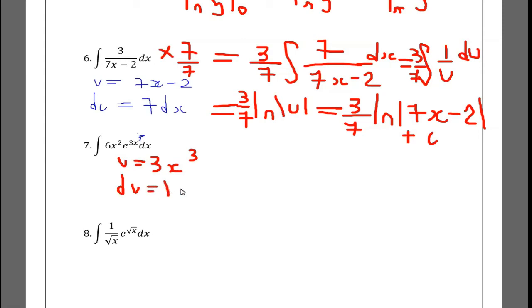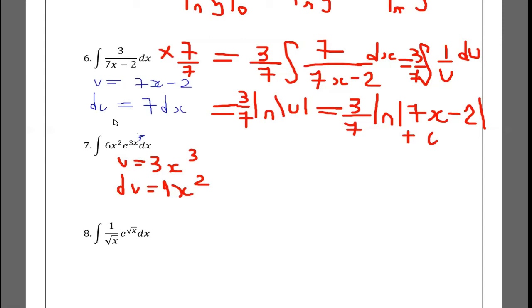9x squared. But look, we have 6x squared. We don't have 9x. So again, how are we going to get this to be 9x squared? All we need to do is multiply by 9 over 9. We can always multiply by 9 over 9.